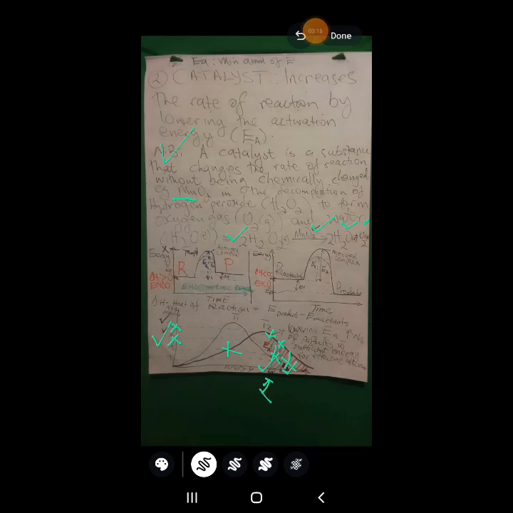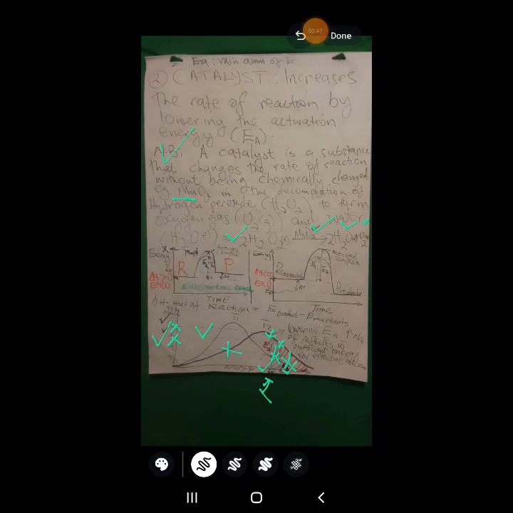Now, you may also be asked in the examination to interpret this Maxwell-Boltzmann distribution curve, or you may be asked to show graphically the effect of adding a catalyst. So you must just show that the line of the activation energy shifts to the left, with the consequence that you'll be having a higher number of particles with sufficient energy for effective collisions.